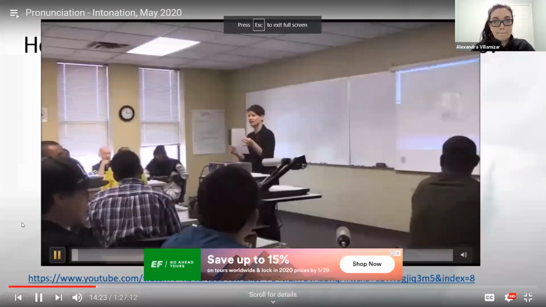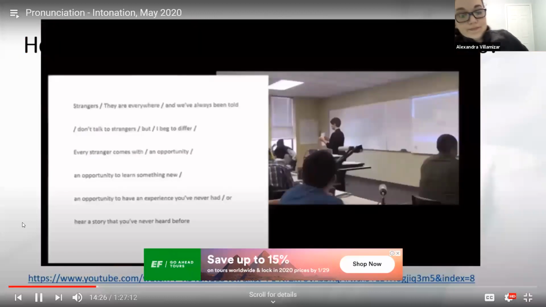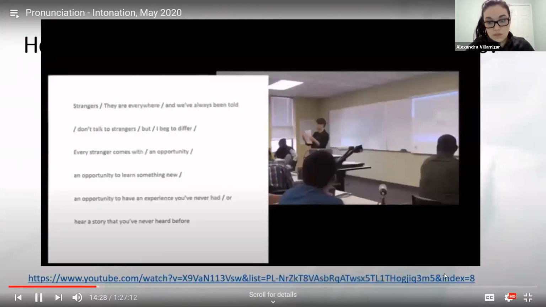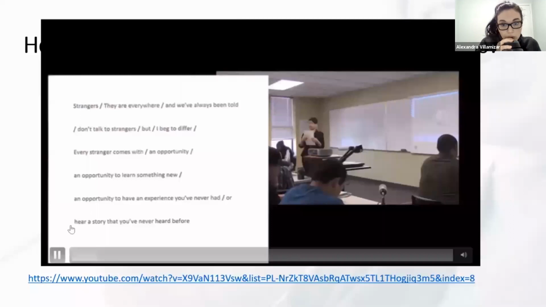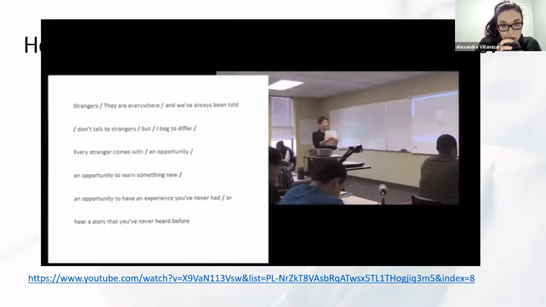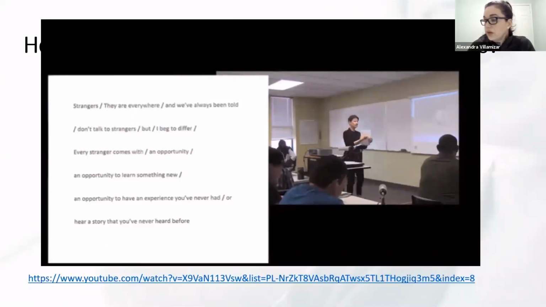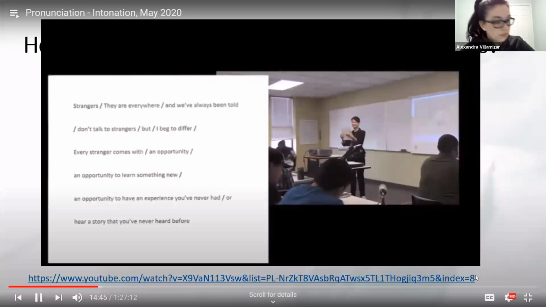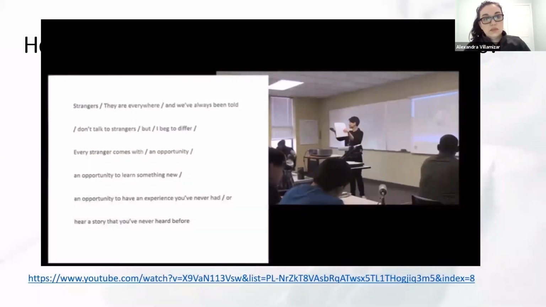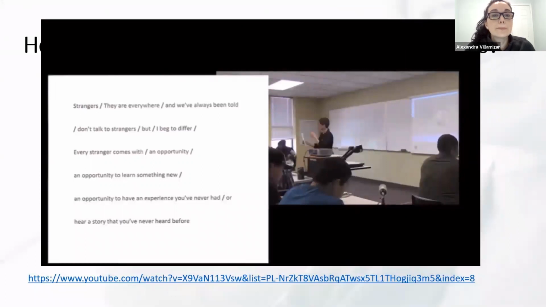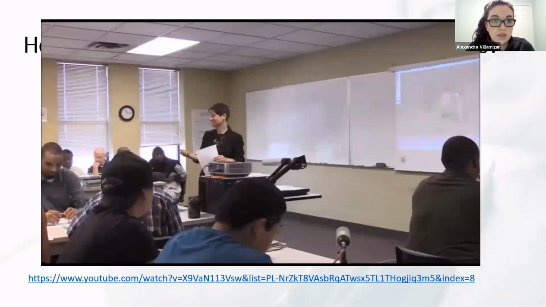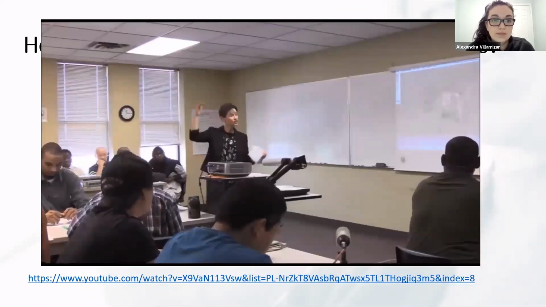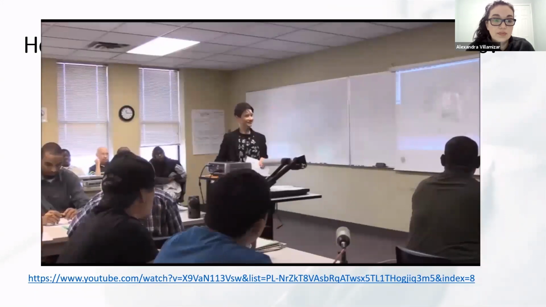First, look at your handout. Do you see how there are lines? Yeah? We'll call these chunks, okay? Chunks. Strangers is a chunk. They are everywhere is a chunk, okay? A chunk, okay? Every chunk in English has a super strong word, okay?